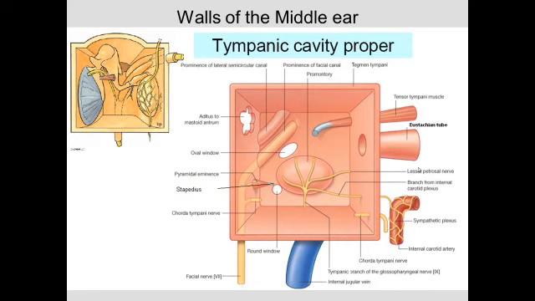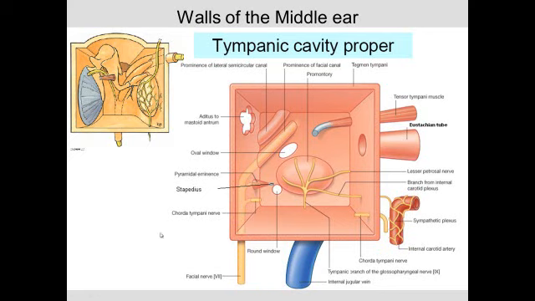Sometimes it's helpful to think of the middle ear space, the so-called tympanic cavity or the tympanum, as a box. And you see there are a bunch of important structures running right around it. Here's the jugular vein. Here's the carotid artery that we mentioned before, the facial nerve.